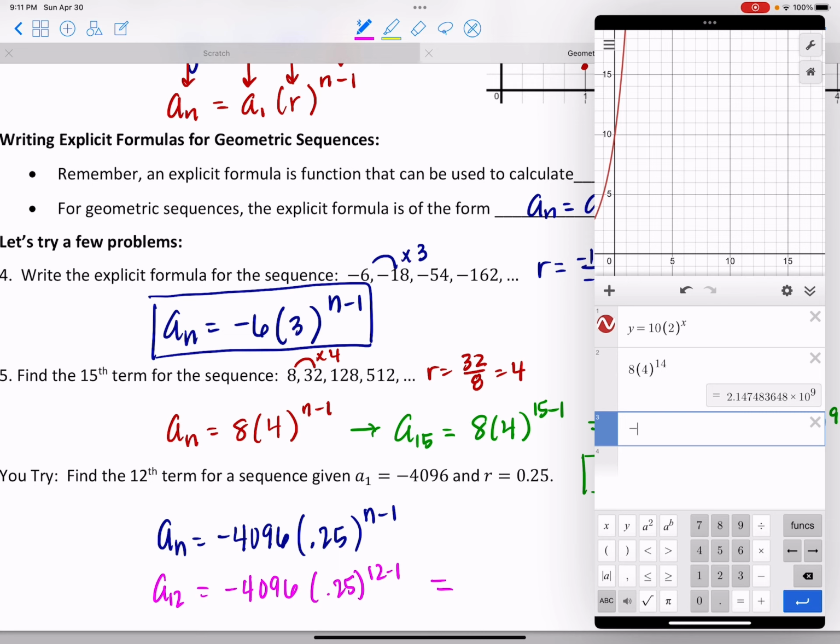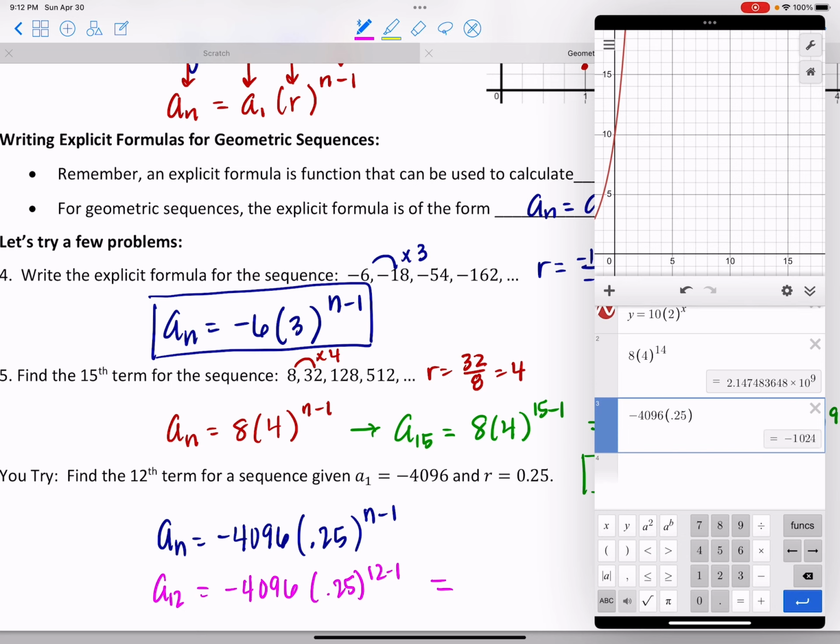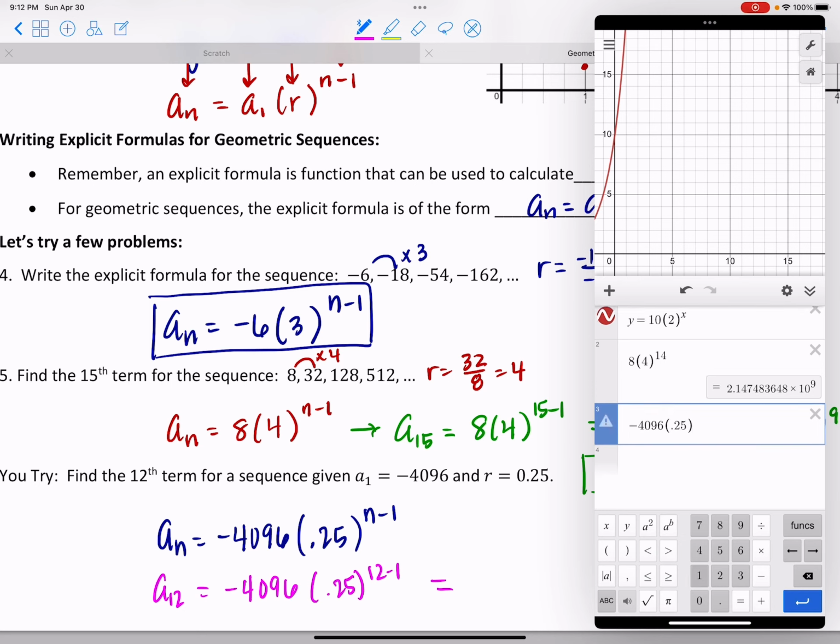Now this time, notice the common ratio is like a growth factor, right? Some fraction or decimal between 0 and 1 means we would be looking at a decaying situation instead of a growth situation. So I know I should have a number that's much smaller than 4,096 instead of a number that was much bigger like we saw in the last example. So negative 4,096 multiplied by 0.25 to the 12 minus 1, the 11th power, and there you have it.